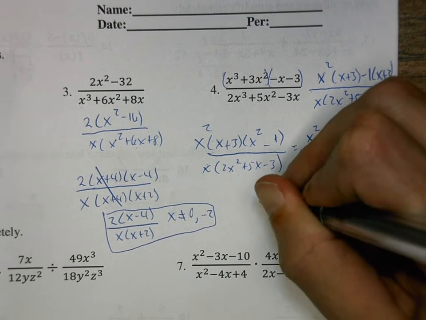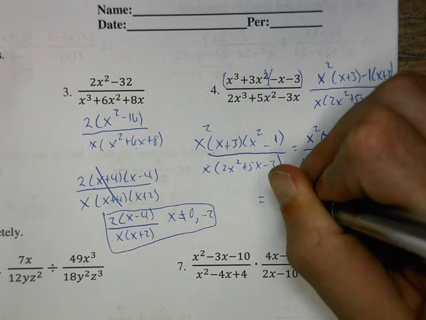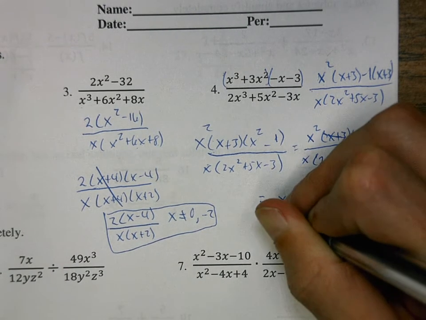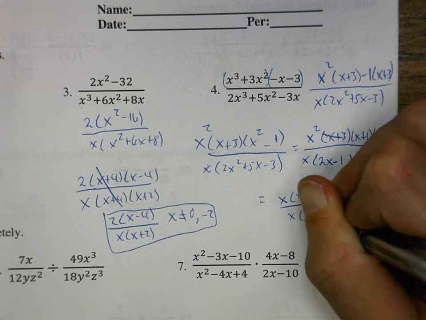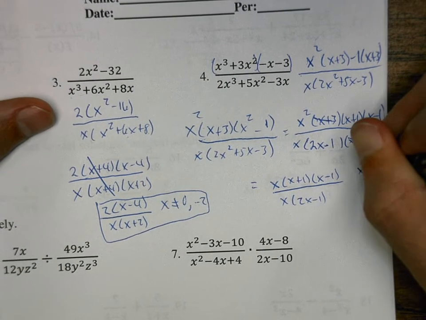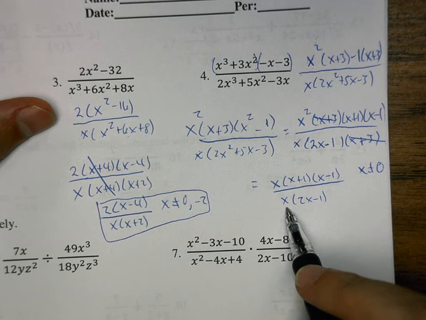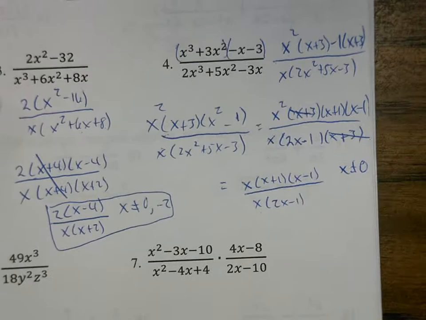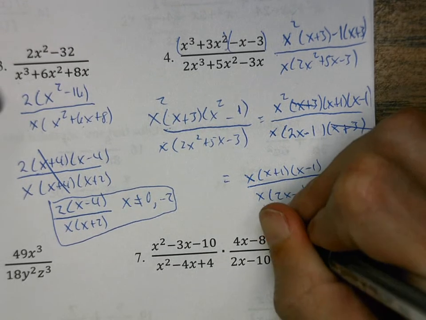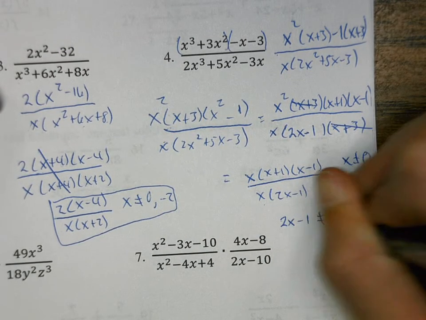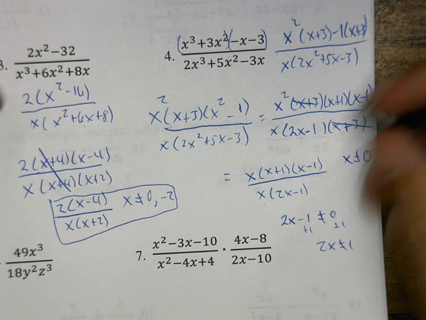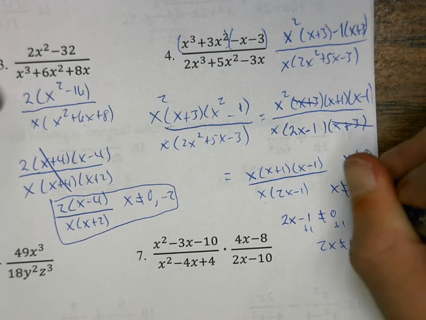So this is going to be x times x plus 1 times x minus 1 all over x times 2x minus 1, where x cannot equal 0 because of that x in front. And we also can't have this equal to 0. So you would say 2x minus 1 cannot equal 0. 2x cannot equal 1. So x cannot equal 1/2.